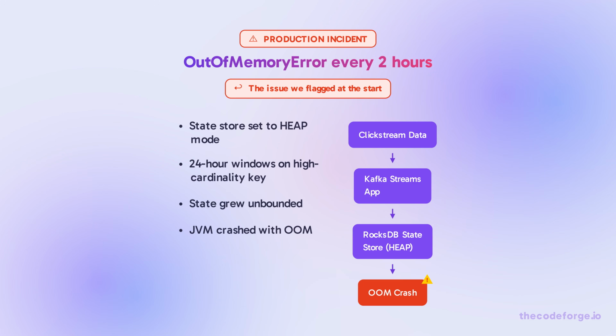This is the same issue we highlighted at the start. Here's exactly why that happened. The state store was configured to heap mode instead of disk. With 24-hour windows on a high-cardinality key, user ID, the state store grew to 50 GB and crashed the JVM. The fix: switch to disk mode and cap memory.